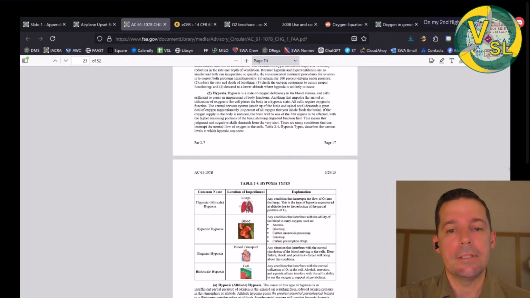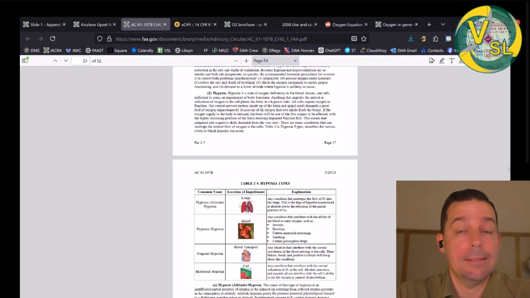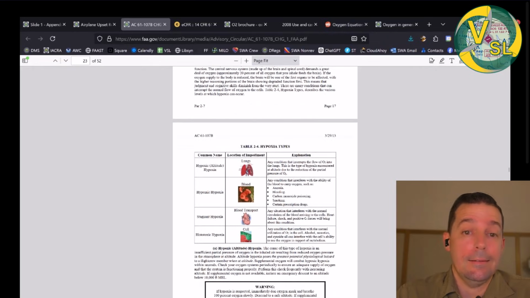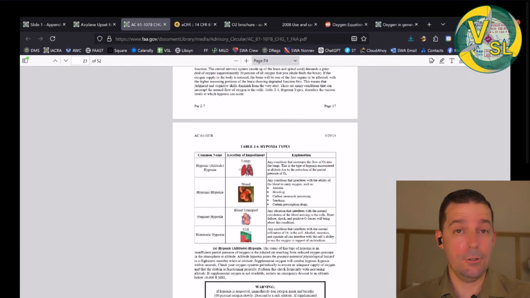This type of hypoxia is encountered at high altitudes, or at altitude, due to the reduction of partial pressure of oxygen. So that's what we've been talking about. Hypoxic hypoxia, that's what you're worried about. And like I said, and like this advisory circular said, that actually starts as soon as you start to climb, really, but you start to feel the effects of it.